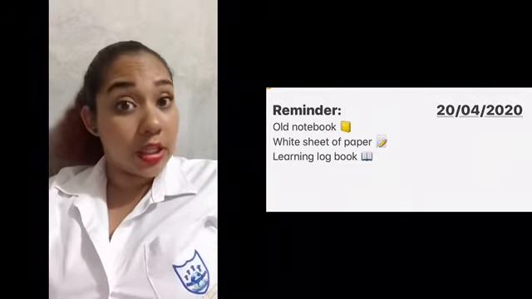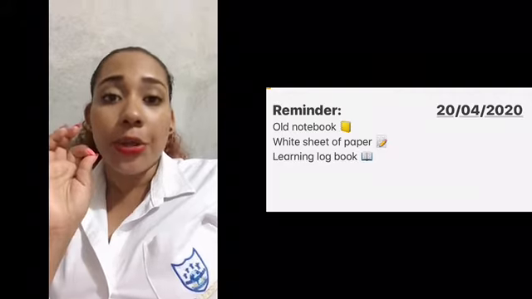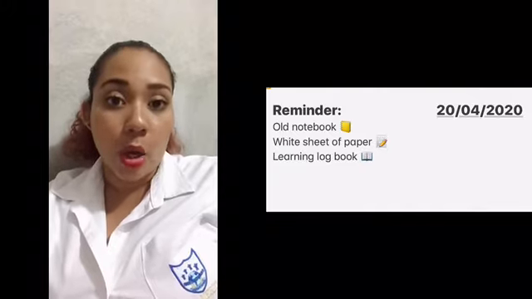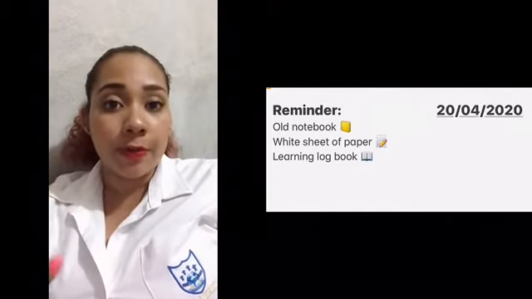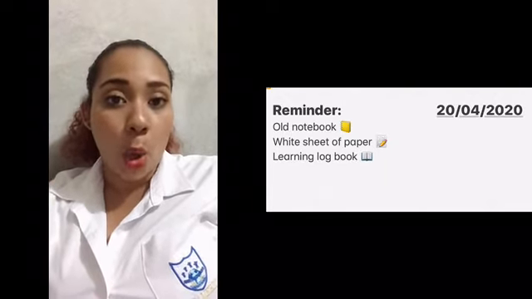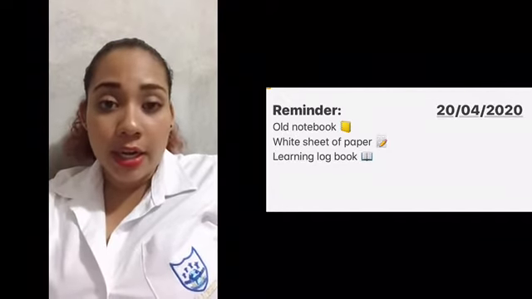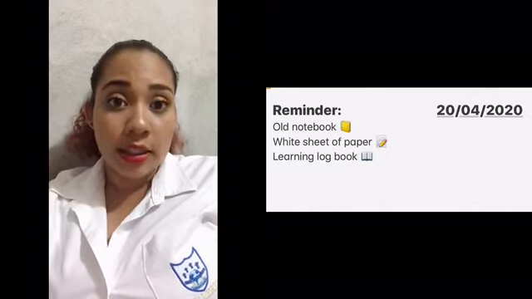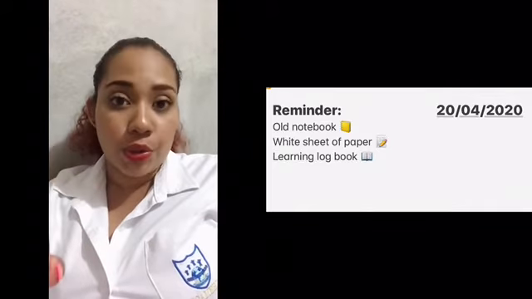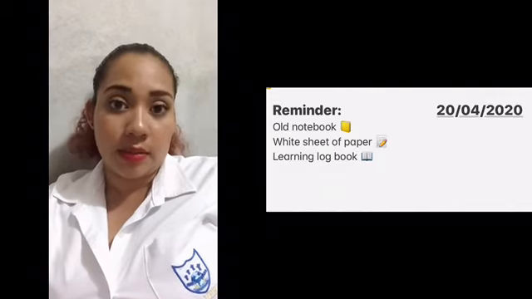But before we continue, I forgot one thing. Remember, as a reminder, you have to write down the answers in an old notebook if you're working on an old notebook. If you're working on a white sheet of paper, then write them down there too. And if you have your learning logbook at home, perfect. Why? Because it's better and easier for you to write down the answers in your learning logbook. So if you have your learning logbook, use it to write down the answers. Don't forget this, okay? This is something really important.